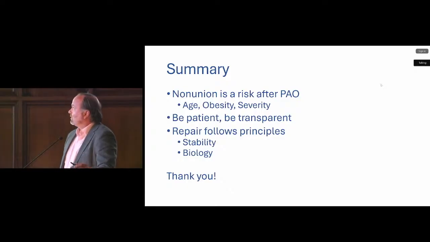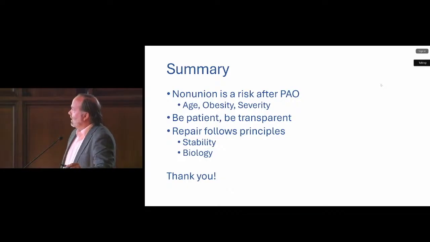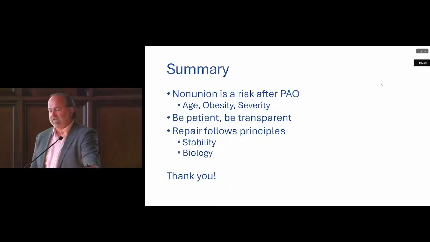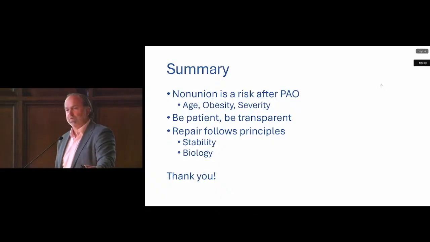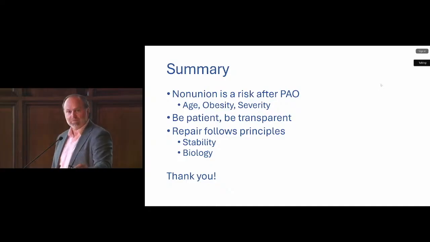So non-union is definitely a risk after any elective osteotomy, and periacetabular osteotomy is not immune. I think you have to be patient because these can take up to 12 months, and you have to be transparent with the patient that we think 90% of them are going to unite on their own. The repair has to follow all the same basic principles that any other fracture or osteotomy surgery does. You've got to give it the right stability and ensure it has the right biology.